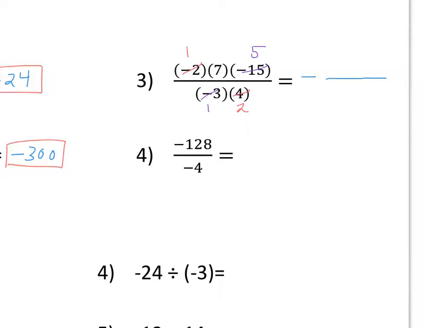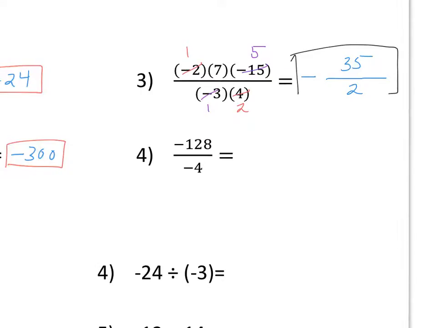Then all that's left is to multiply straight across and give an answer here, and multiply straight across in the denominator and give an answer here. So 1 times 7 is 7, times 5 is 35. So we have 35 in the numerator, and in the denominator we have 1 times 2 is 2.